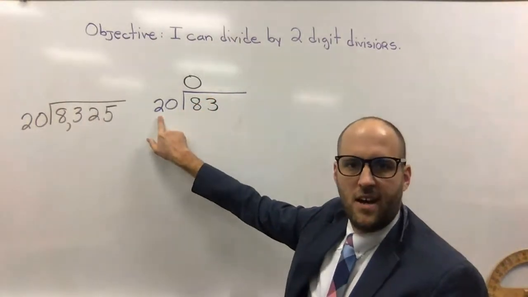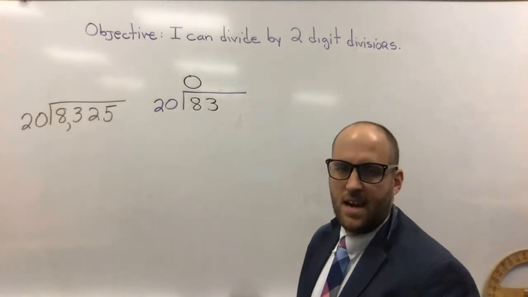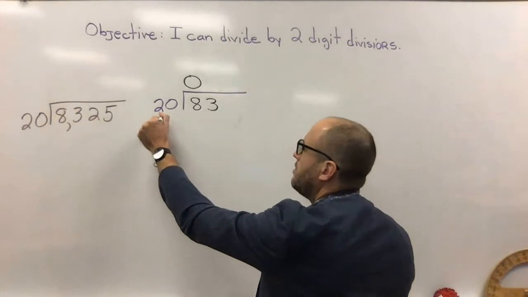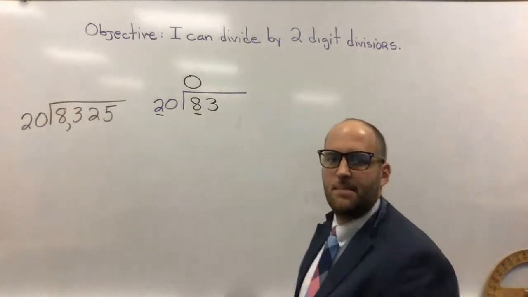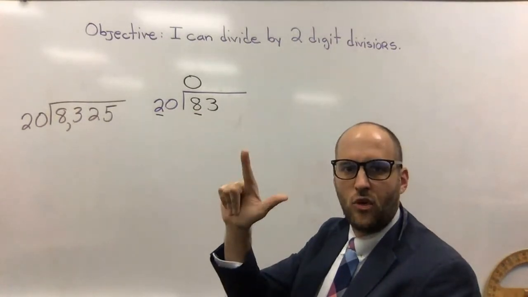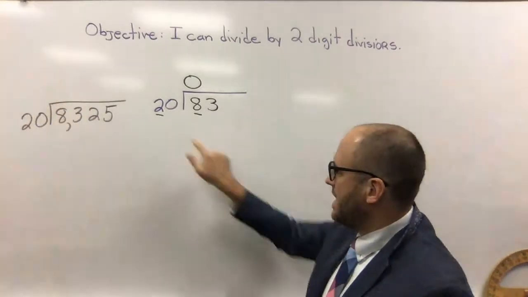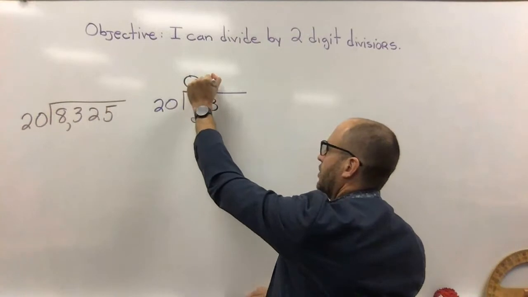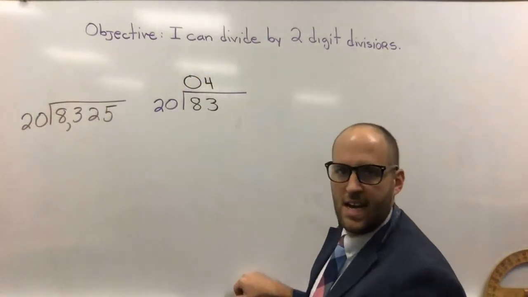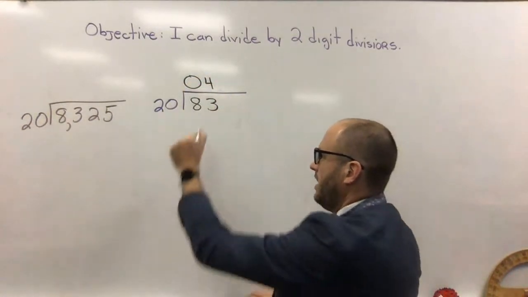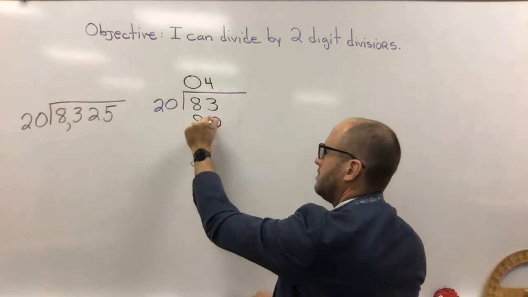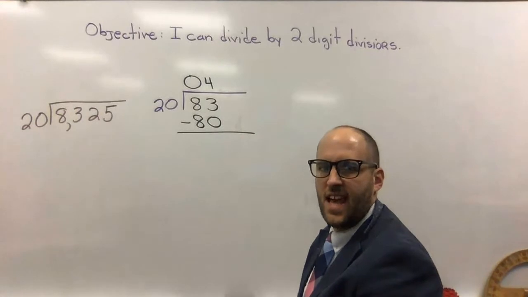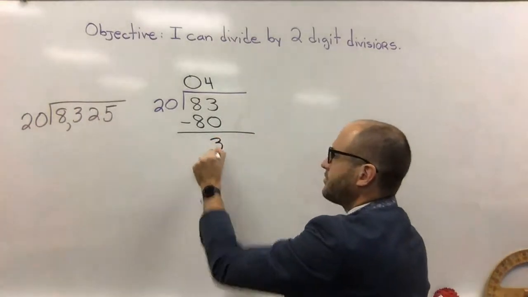Because we have 20 there, it's really easy to skip count because there's no number here in the ones place. So I look at this 2, and I look at this 8, and I skip count by 2s. 2, 4, 6, 8. So that means I'm going to put a 4 up here over the 3. I now multiply 4 times 20. That gives us 80. 83 minus 80 is 3.